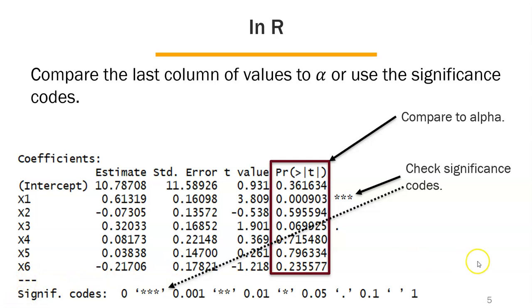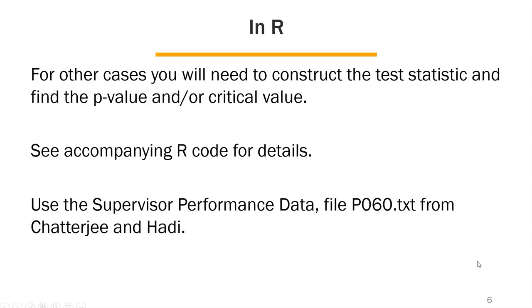So we're just reading this output from the R table and going from there. Now, if you have other cases, so not the default of being 0, you're going to need to construct the test statistic. You need to find the p-value or find the critical value, depending on the situation. Now, there is some R code in Canvas that will walk through this, and I'm going to go through that here. We're going to use the supervisor performance data. This is from Chatterjee and Hadi, and this is just to show the nuts and bolts of it.